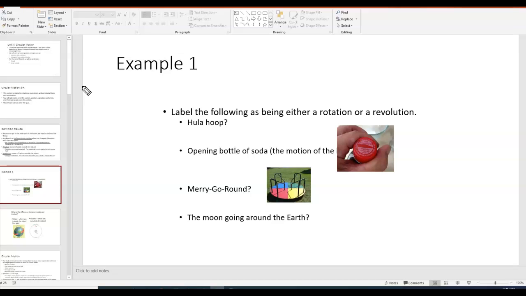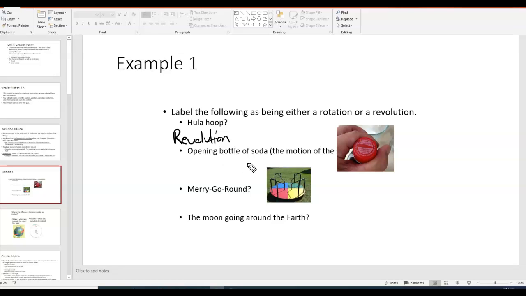Okay, so if you've ever played with a hula hoop before, which hopefully you have as a child, the hula hoop kind of goes around your waist, and then you rotate your hips around. However, the center of the circle is your body. That is outside the hula hoop. It's not in the actual plastic of the hoop itself. And so that would be an example of a revolution, just because the center of the circle is not inside the hoop.